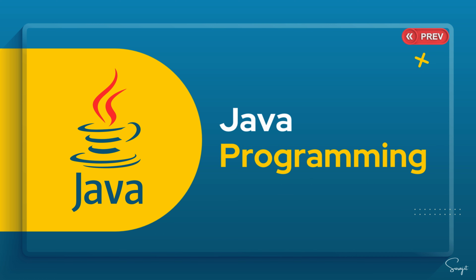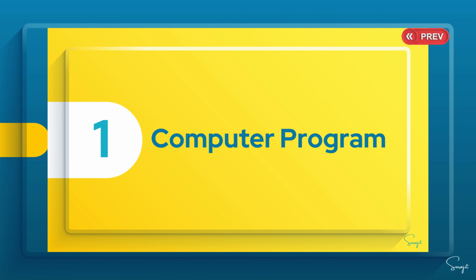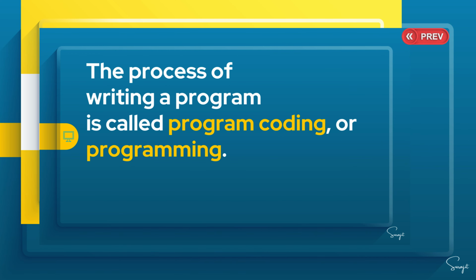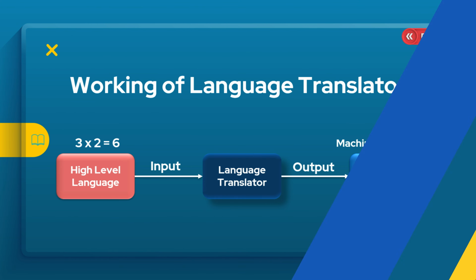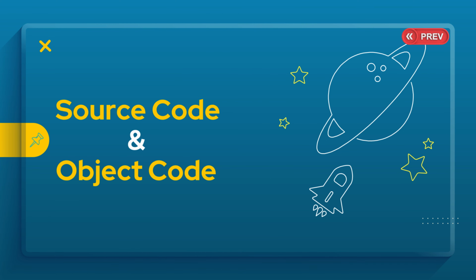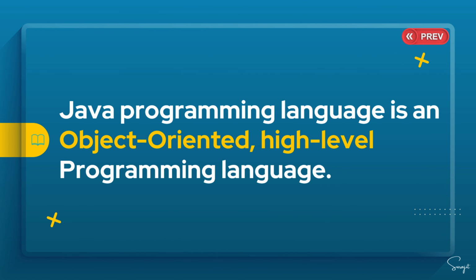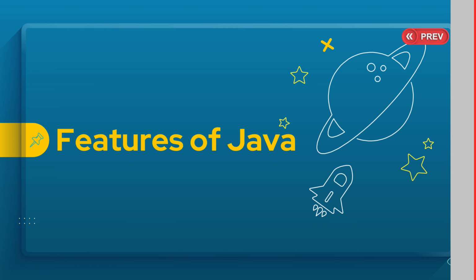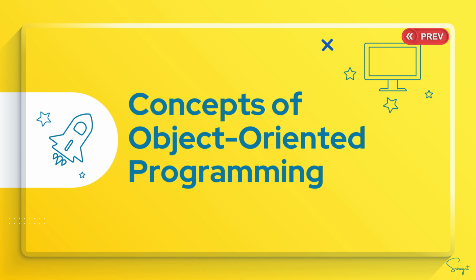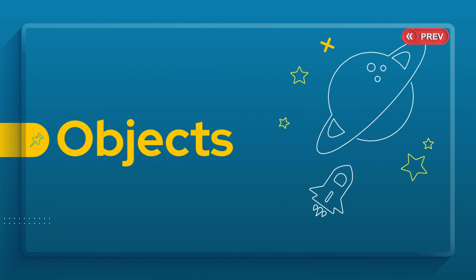In the last class we started our fundamentals of Java programming. We discussed what is computer program, what is program coding, what is syntax, what is high-level language, how the language translator works, what is source code and object code, what is Java, why Java is called object-oriented programming language. Then we discussed a few features of Java and understood the concepts of object-oriented programming, class and object.